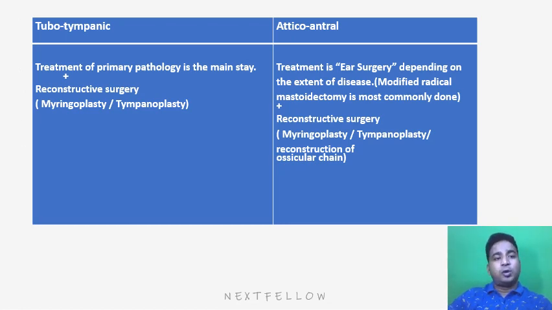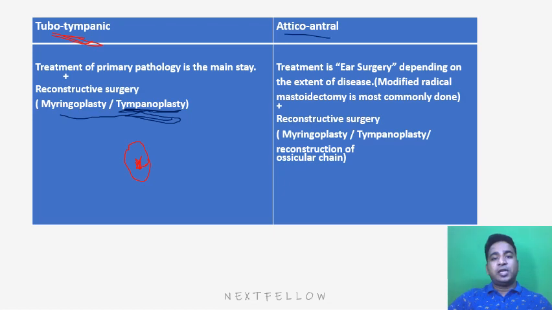Now let's talk about the treatment in tubotympanic type of CSOM. Treatment of the primary pathology is the mainstay, that is the removal of all the pus. What is the primary pathology? If there is a perforation in the eardrum, we will do a tympanoplasty and put a graft and close that perforation. Suppose there is a perforation, so we will put a graft here. The reconstructive surgery mostly involved here is the myringoplasty or the tympanoplasty.